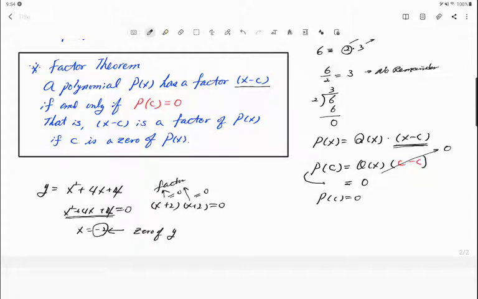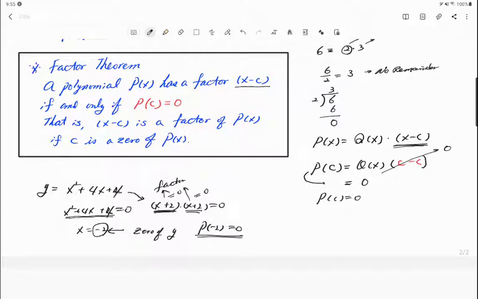So this y is a product of these two factors. P of x, y, has a factor x plus 2. Then P of negative 2 will become 0. Is it really true? Yes, plug in negative 2 here. Negative 2 plus 2 is 0, right? So that makes sense.